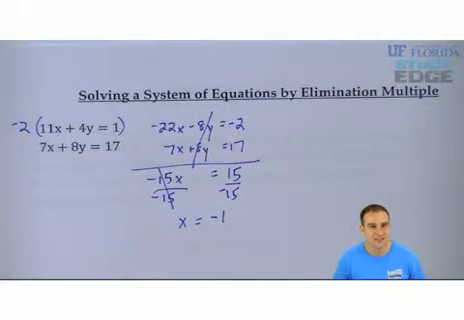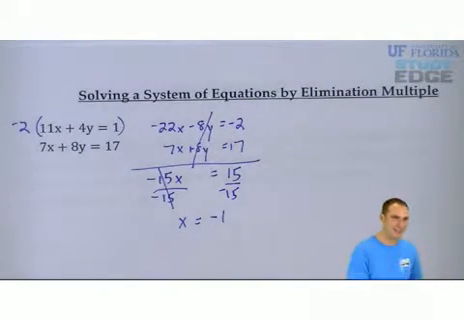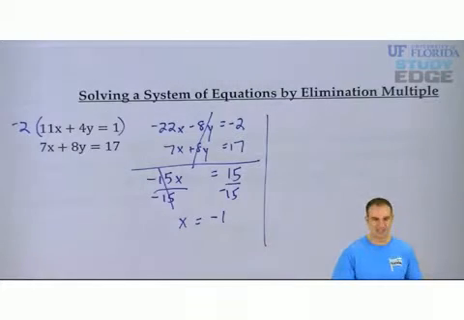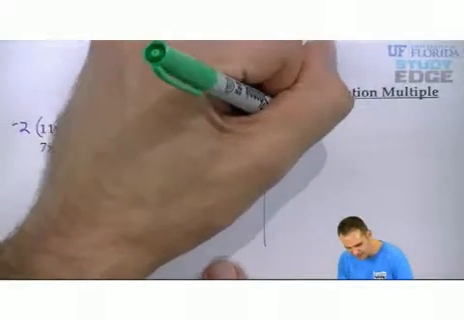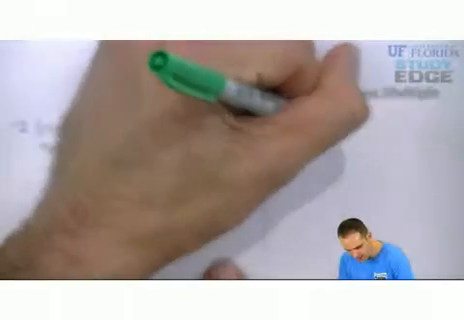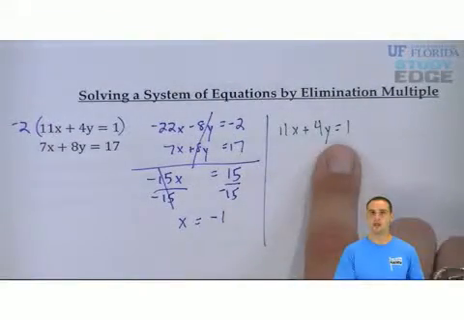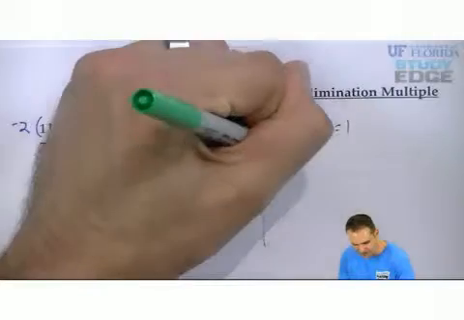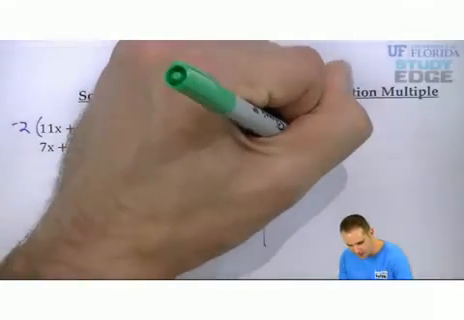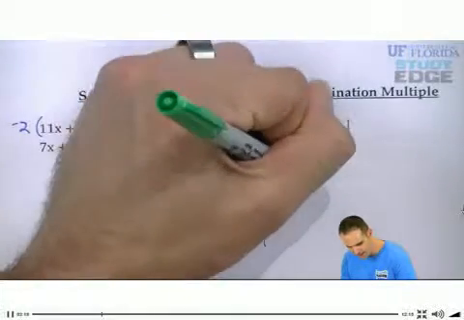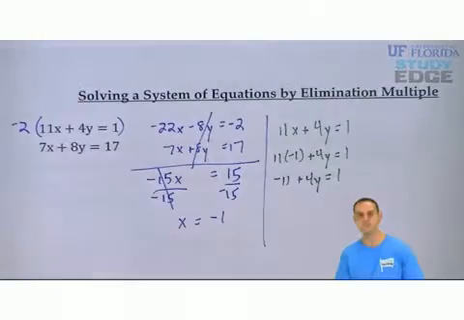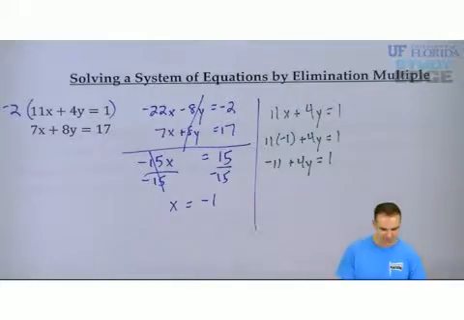Am I done? No. You know that by now, right? We got to plug back in and solve for the other variable, and then plug them both into check. So I'm going to plug in negative 1 into the top equation. I will get 11x plus 4y equal to 1. Plug in a negative 1 for x. 11 times negative 1 plus 4y equals 1. 11 times negative 1 is negative 11. From here, I'll add the 11 over.